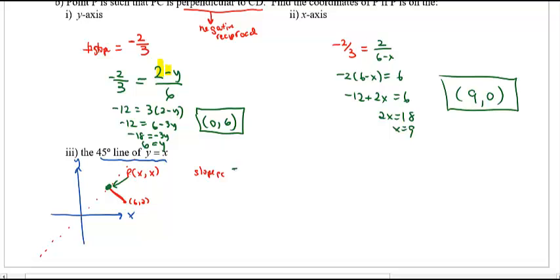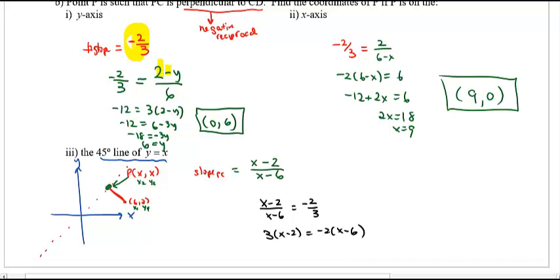Well, once again, what's the slope of PC? If I call this x sub 2, y sub 2, x sub 1, y sub 1, slope equals y sub 2 minus y sub 1 all over x sub 2 minus x sub 1. There's our expression for the slope of PC. And this is supposed to equal 2/3, but negative, right, because it's perpendicular. So therefore x minus 2 over x minus 6 equals negative 2/3. We'll cross multiply, so 3 bracket x minus 2, negative 2 bracket x minus 6 close bracket, and now we can just solve for x.